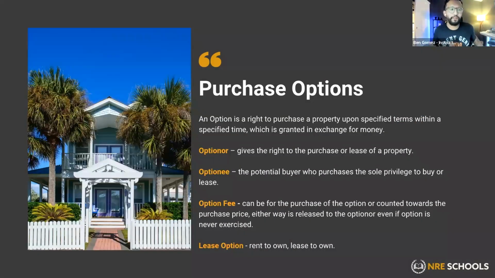Hey, you guys ever heard of a lease to own or rent to own programs? Yep. Yeah, they're there. And this is what we call purchase options. An option is a right to purchase a property upon specified terms within a specified period of time, which is granted for an exchange of money.